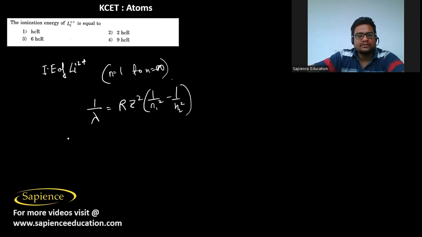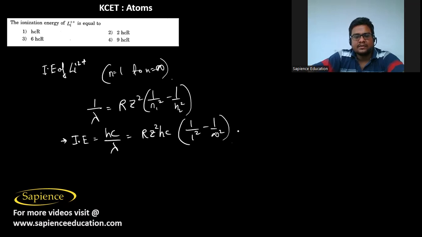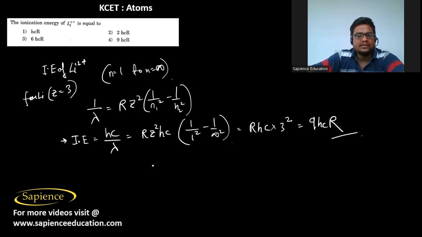So here we have to find the ionization energy. Ionization energy will be equal to hc by lambda. So that will be equal to R Z square hc into 1 by 1 square minus 1 by infinity square, which equals Rhc into Z square. For lithium, the atomic number Z is 3, so it will be 3 square. So that will be equal to 9 Rhc. So option 4 is the correct answer.